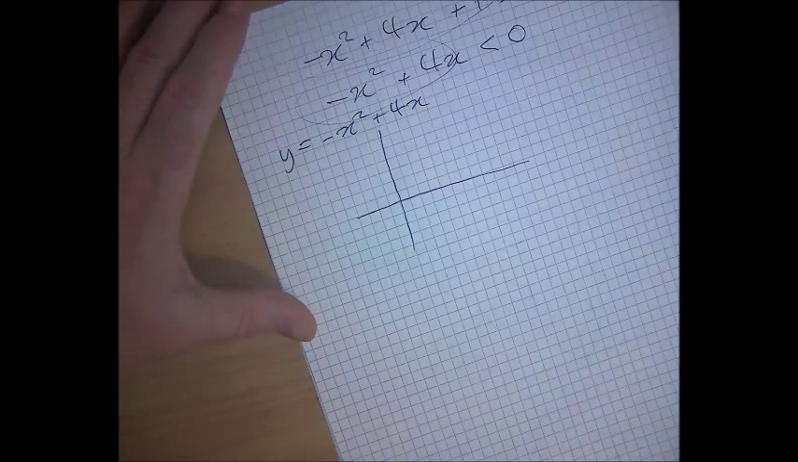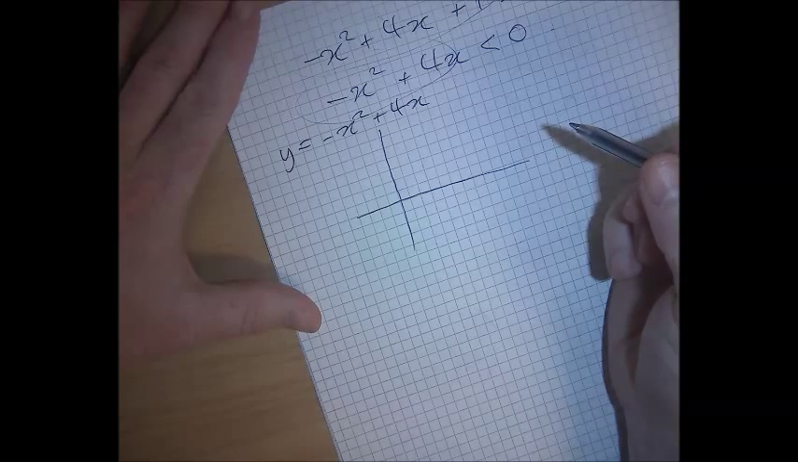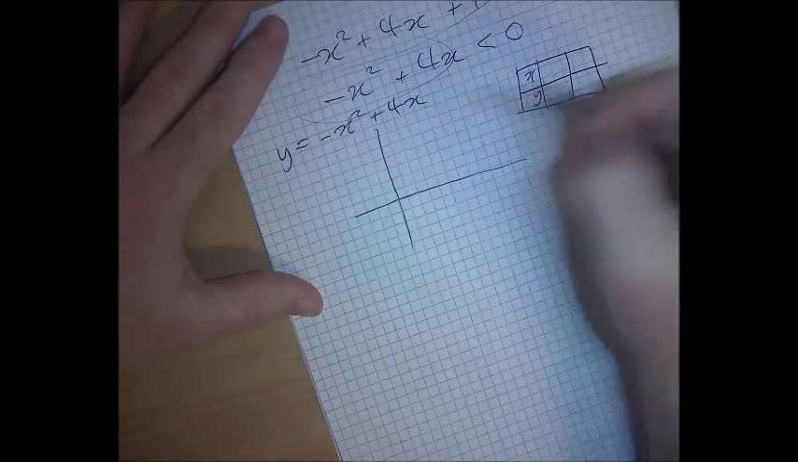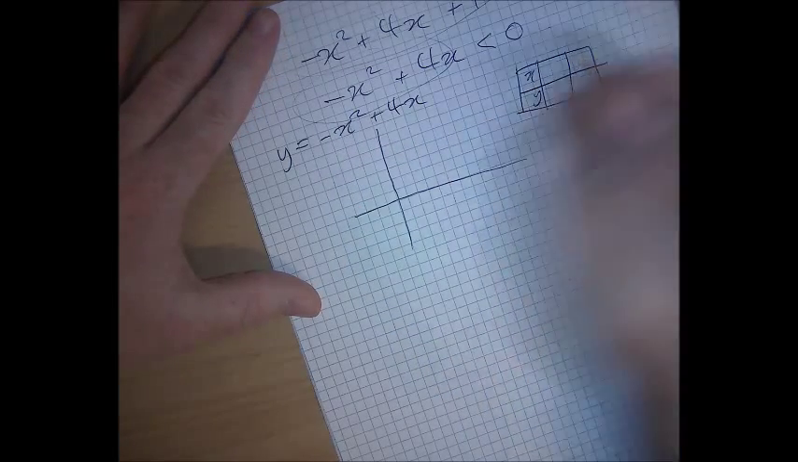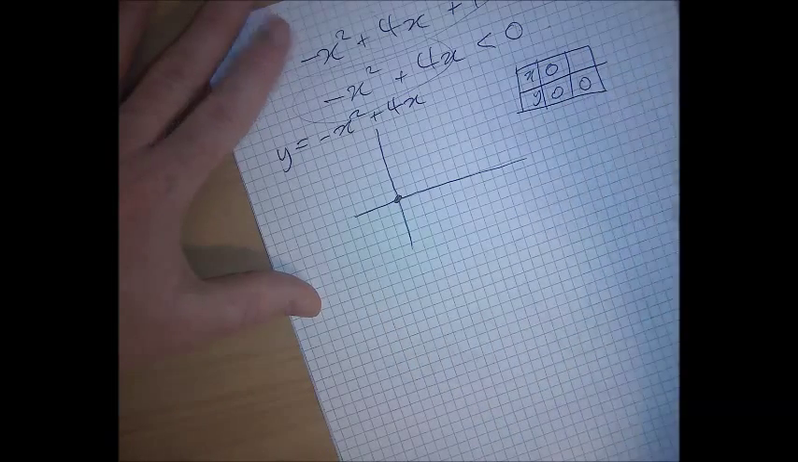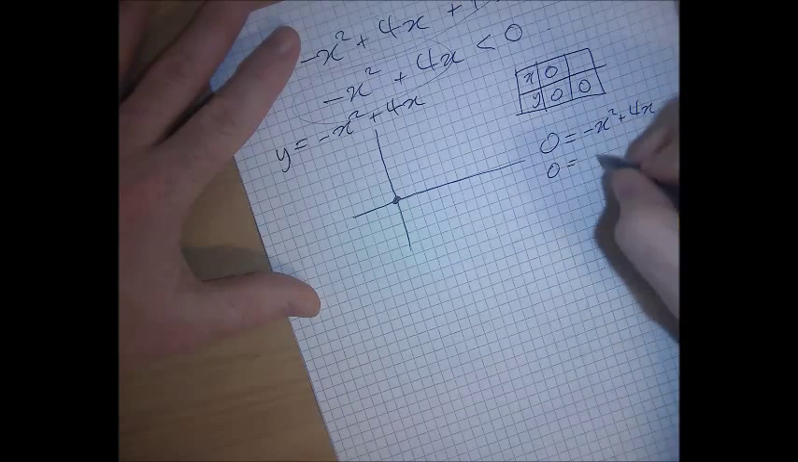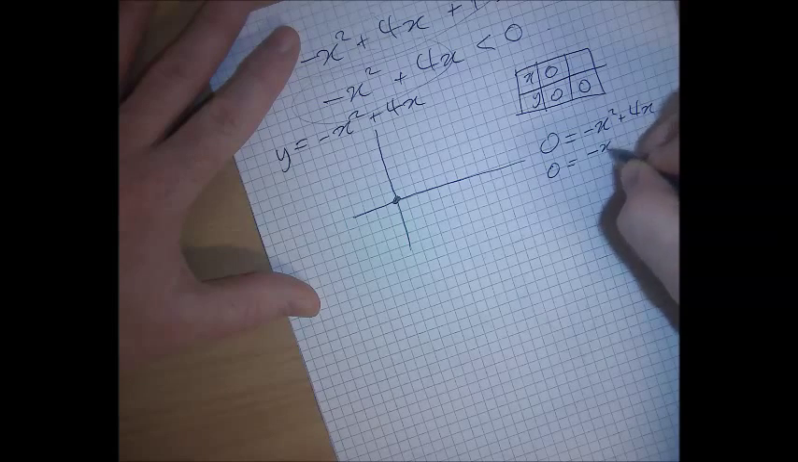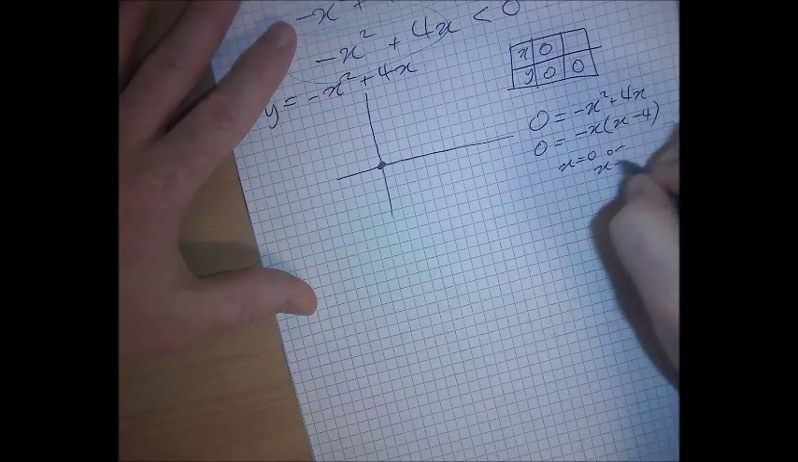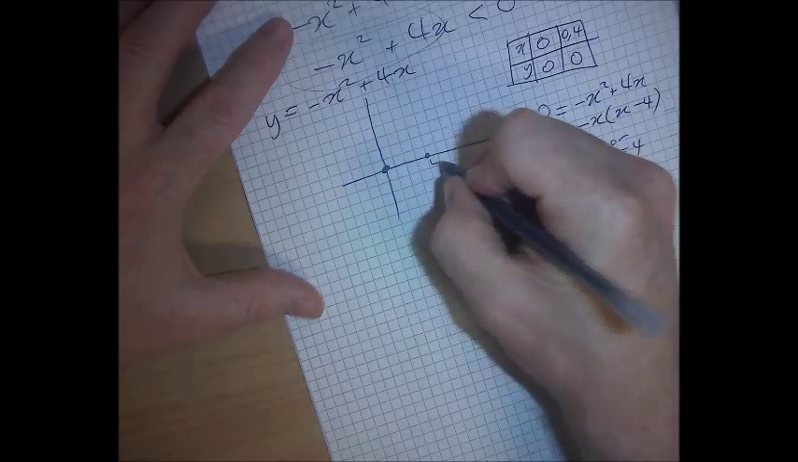So y equals negative x squared plus 4x. So if x equals 0, y equals 0. So that's the y-intercept there. And if y equals 0, we now get this, which is a quadratic, which I'm going to solve by factorization. So x equals 0 or x equals 4. So the x-intercepts are 0, which you already knew about, and 4, which we didn't.